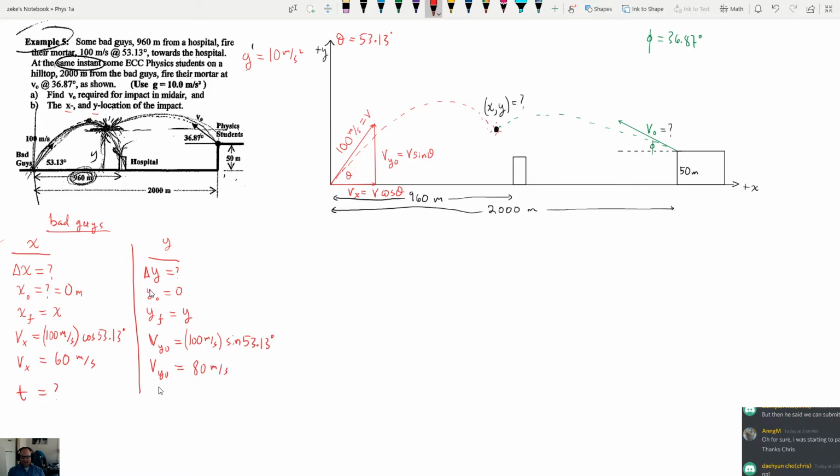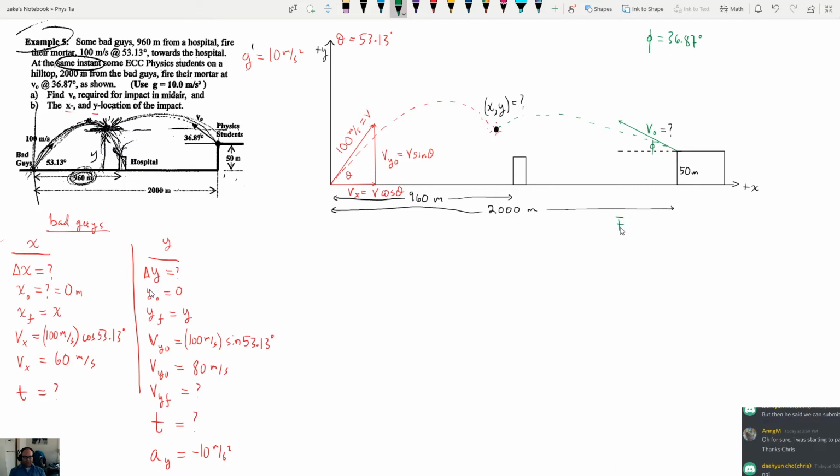And then we're going to have things like vy final, which we don't know. And we'll also have one more variable, which is t. One more after that, which is the acceleration in the y direction, which is going to be negative 10. So that's all the information for the bad guys. We'll probably simplify all this into a more readable format in the next step. Let's start working on the other pieces of information we have.